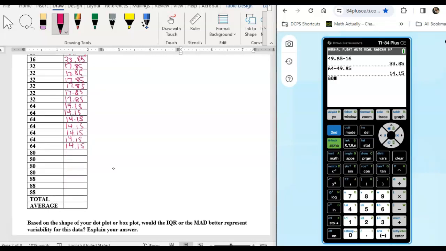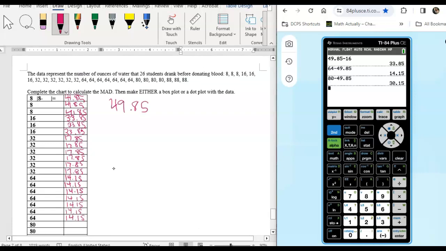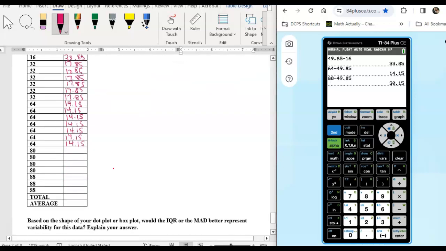So 80 minus 49.85 is 30.15. So these are all 30.15. Feel free to fast forward through this. This is super boring.